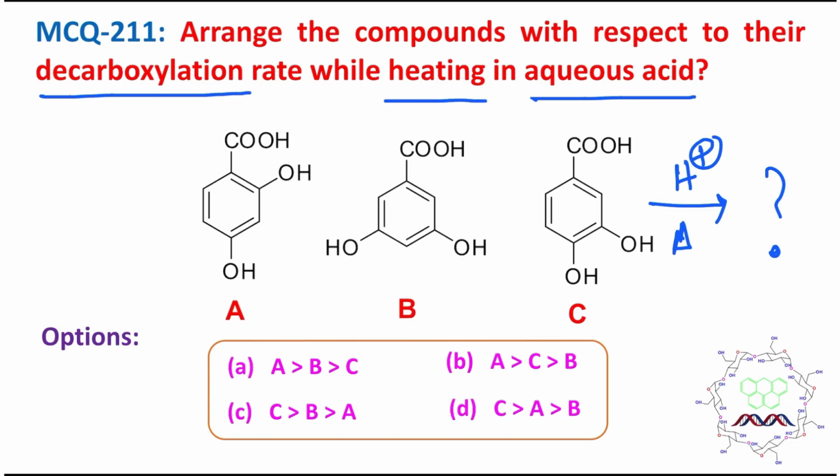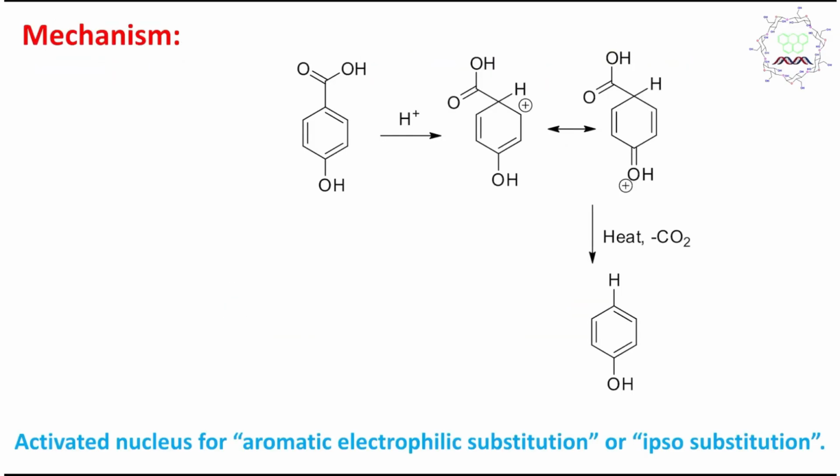So the reaction with proton, and here decarboxylation will happen, meaning carbon dioxide is lost. How is decarboxylation possible? It is possible by one method, that is ipso substitution. Let's see how this happens. First, proton reacts with this double bond. Actually student, this is a model compound, para-hydroxybenzoic acid, such that you can understand the thing properly.